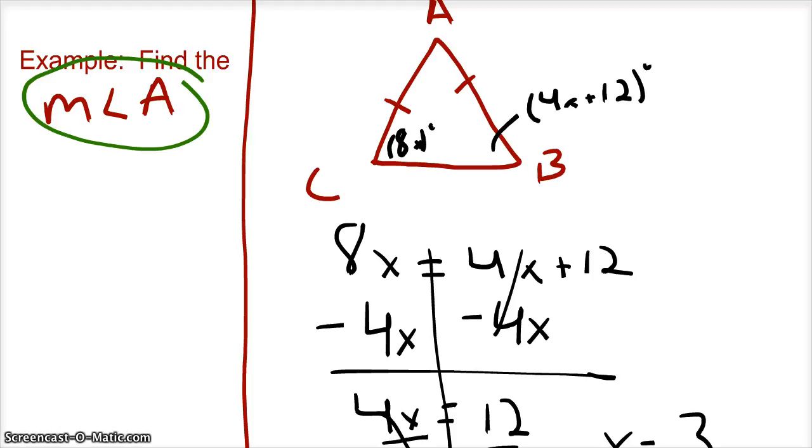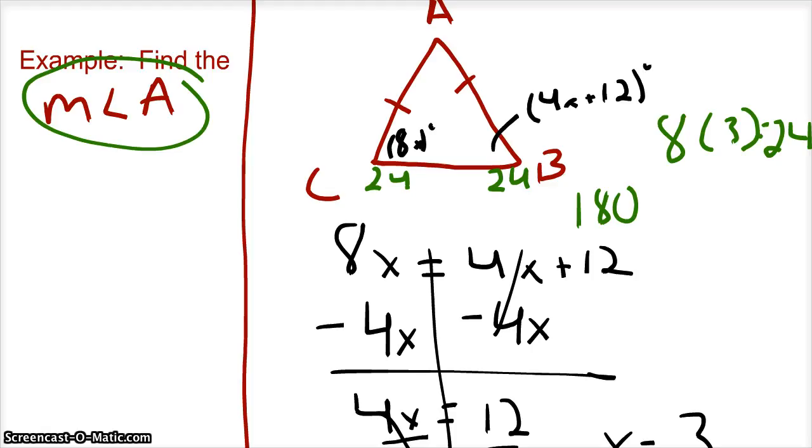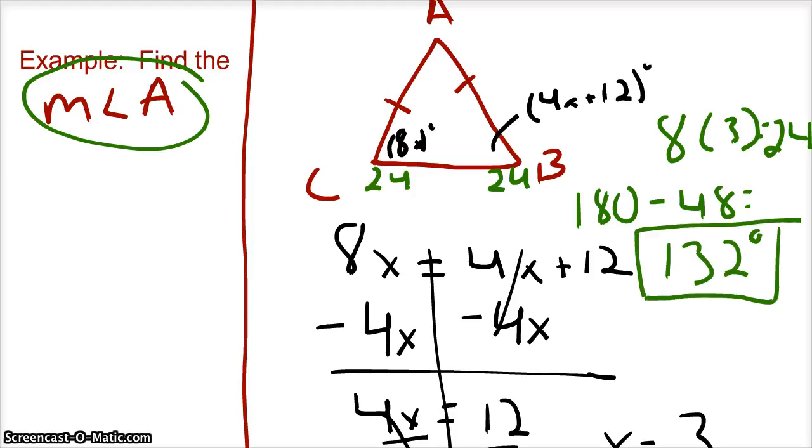Okay. I don't have anything for angle A, but I do have something for angle C. Angle C is 8x, but instead of x, I'm going to put 3. So 8 times 3 gives me 24. So that means angle C is 24. And angle B is 24 because they're equal, remember? Which means 24 plus 24 is 48. And I know that a triangle adds up to 180. So I would do 180 minus 48 to get 132 degrees as my final answer.